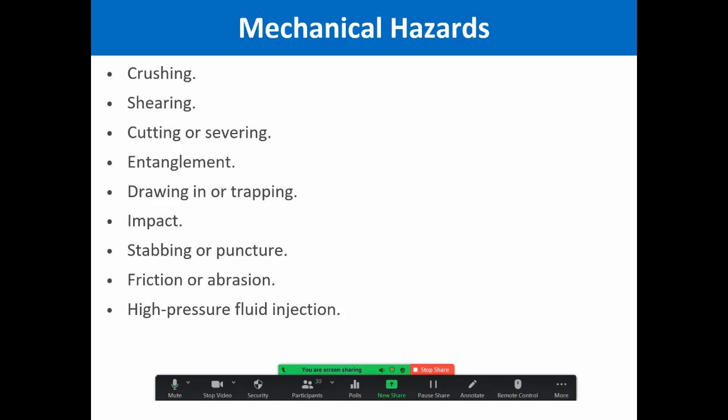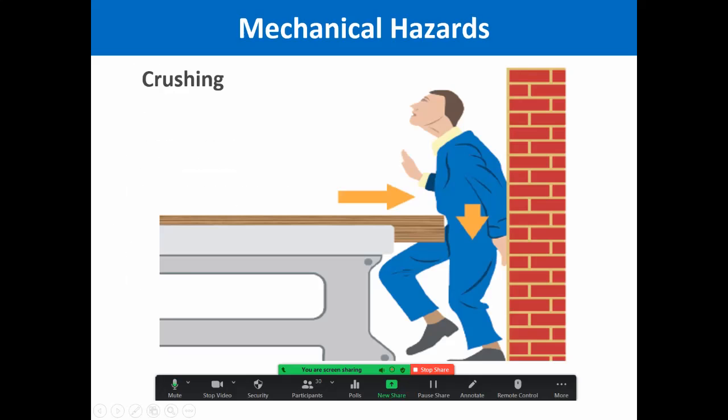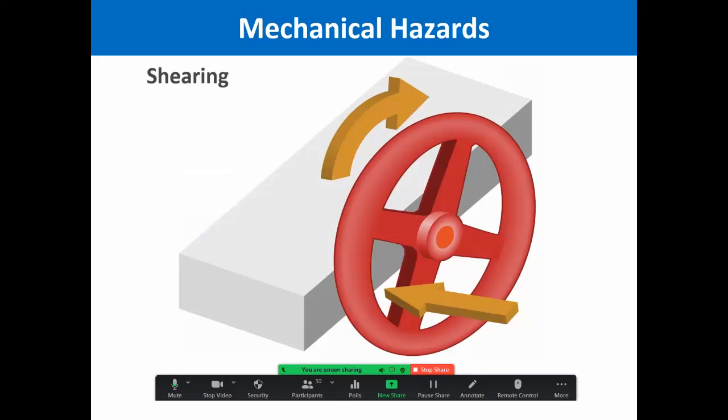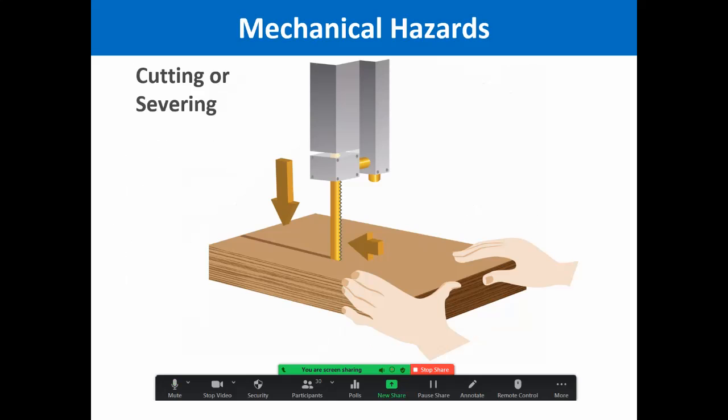Stabbing or puncture. If you get punctured by or stabbed by a needle, for example, that is also a mechanical hazard. A needle which is a part of machinery, if it punctures you, is called a mechanical hazard. Friction or abrasion is also a mechanical hazard. High pressure fluid injection. So all of these are mechanical hazards. You can see in the picture here, crushing. This guy has been crushed between this wood and the wall. Shearing is when something gets stuck and you're moving it over. That's called shearing. Cutting or severing, you can see this wood being cut.